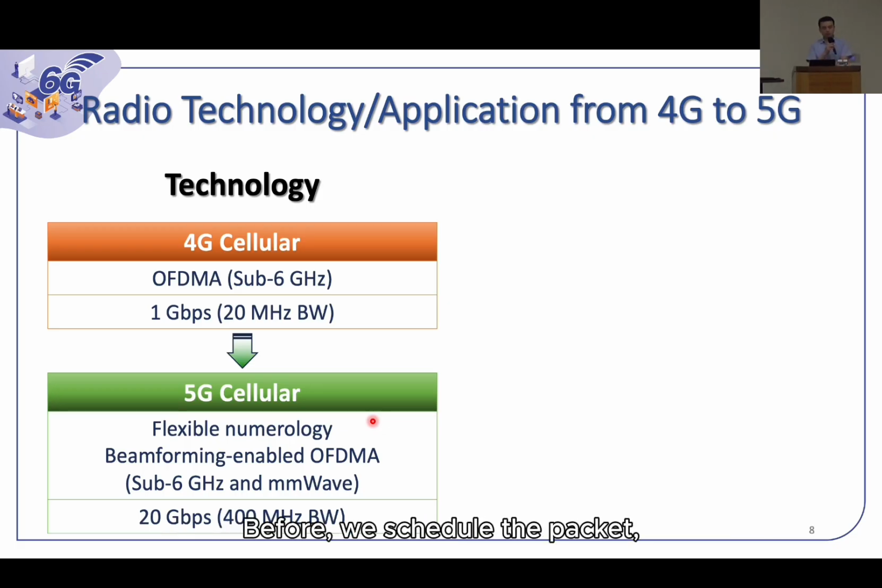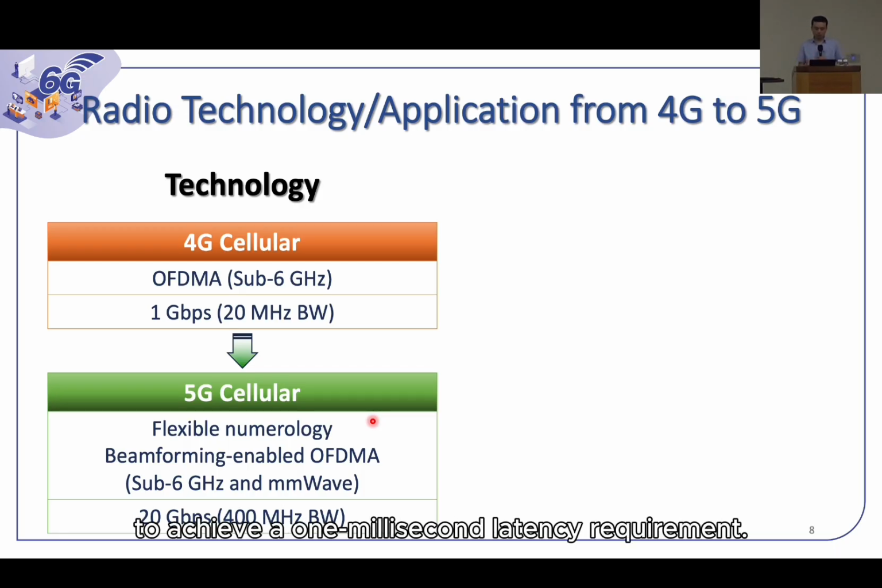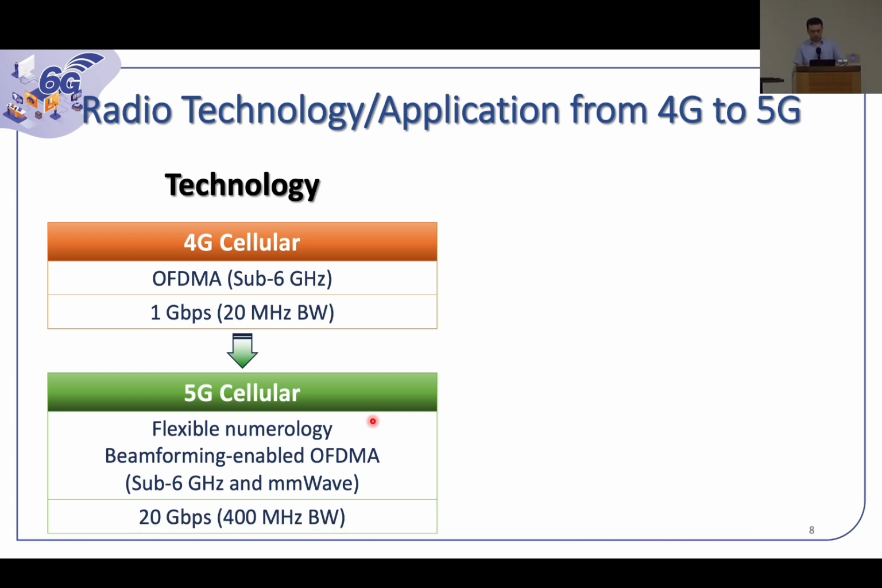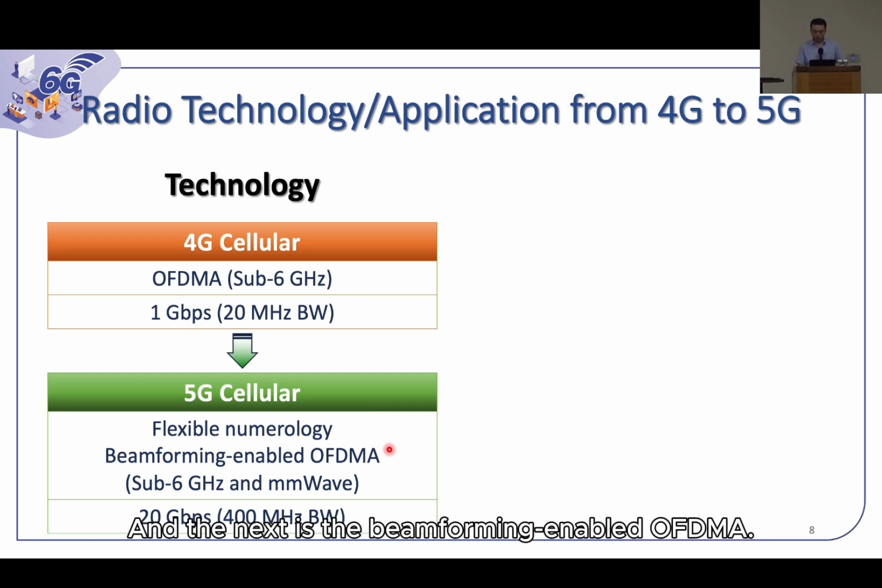This numerology means we can have more fine-grained scheduling. Before, we scheduled the packet every 1 millisecond. But for 5G network, we are able to schedule the traffic every 1/8 millisecond. So this means we are able to use this fine-grained scheduling to achieve a 1 millisecond latency requirement.